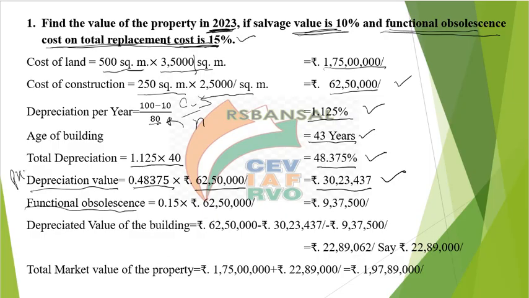Functional obsolescence has been given as 15% of replacement cost. It is not yearly, it is simply 15% of total replacement cost, 0.15 of 62 lakh 50,000, 9 lakh 37,500. So the depreciated value will be 62 lakh 50,000 minus this 30 lakh 23,437 and 9 lakh 37,500. It is approximately 22 lakh 89,000. So total market value is cost of land plus cost of building, which is 1 crore 97 lakh 89,000.